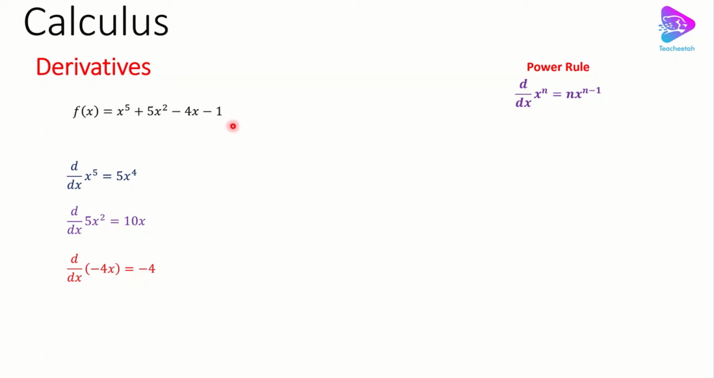And the last term, which is minus 1, is a constant number, and we know the derivative of any constant is 0, so the derivative of minus 1 in here is going to be 0. Therefore, the final answer for this problem is going to be 5x to the power of 4 plus 10x minus 4. So we easily applied the power rule in order to find the derivative of this polynomial.